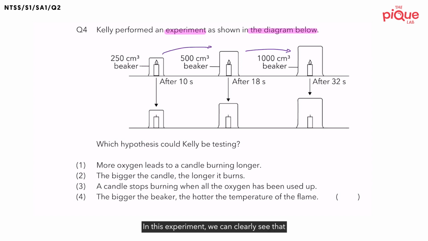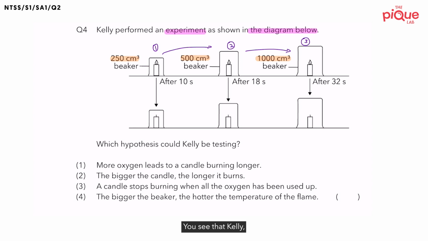In this experiment, we can clearly see that there are 3 different setups. Now, can you tell me what is the difference between setup 1, 2, and 3? The difference between each of these setups is the size of the beaker. Now I want you to focus on setup 1. So what is happening in setup 1?